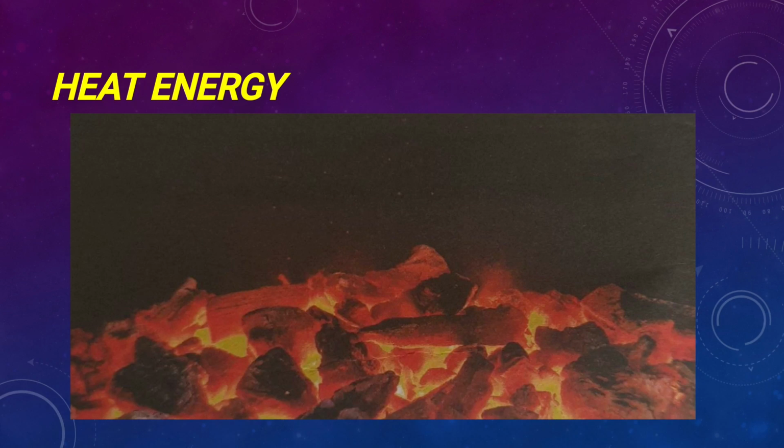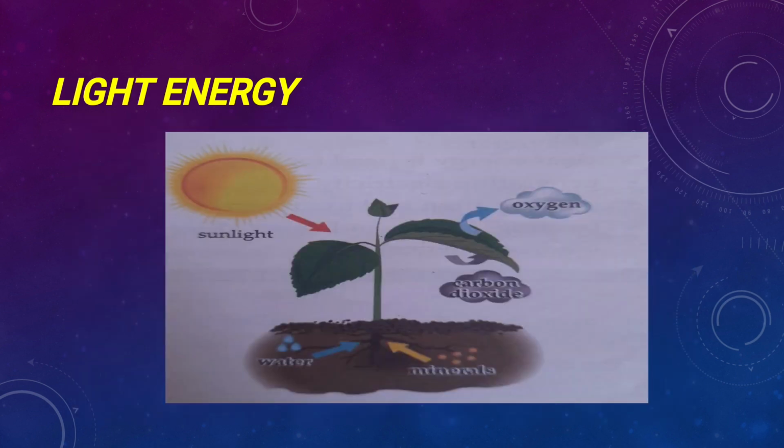Heat energy, we all know heat energy. Burning fuel gives us heat. Even when we glow light bulbs, electrical energy gives some power as heat. Light energy: the light rays coming from the sun consist of that energy. That light energy is taken by the plants for making their food during photosynthesis.